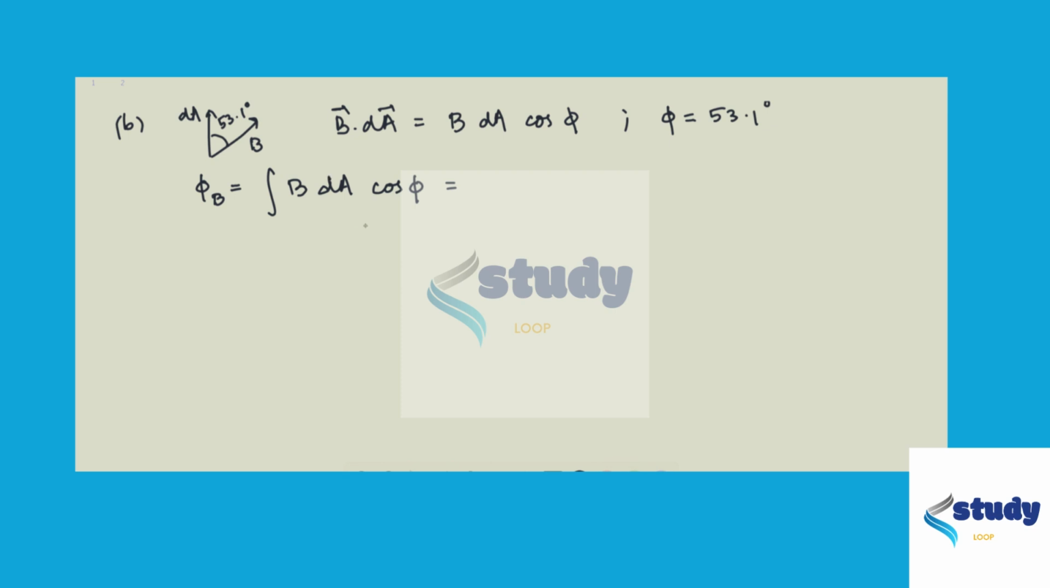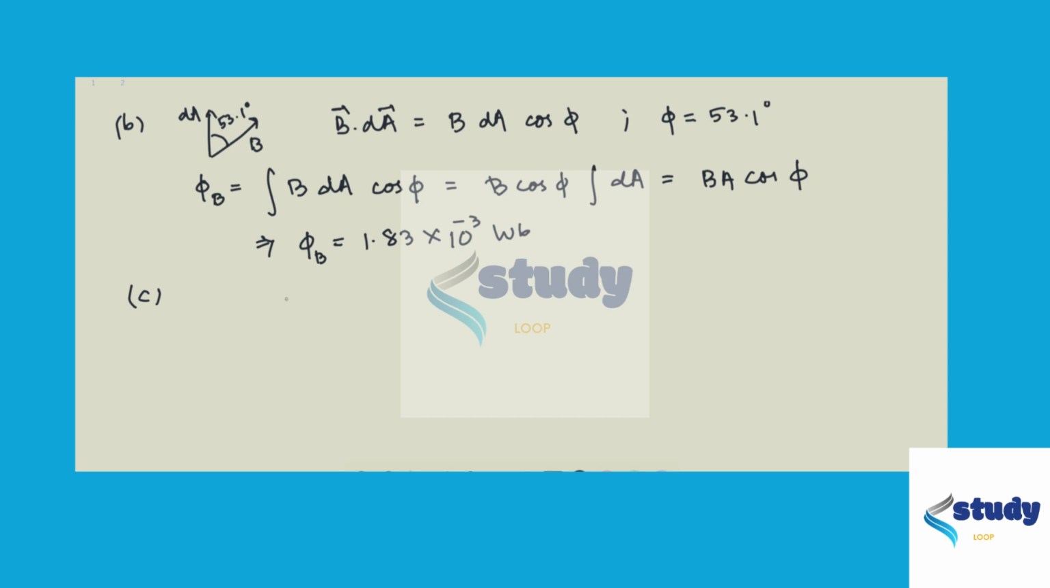And we see that B and cos phi are constants, so they come out of the integration and we are left with the integration over the area. That gives us the total area A times cos phi. We solve this and we get the value of flux to be 1.83 times 10 to the power minus 3 Weber.